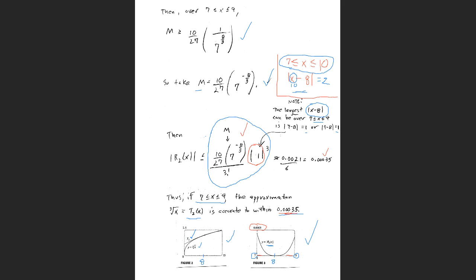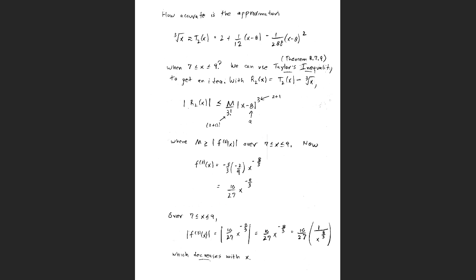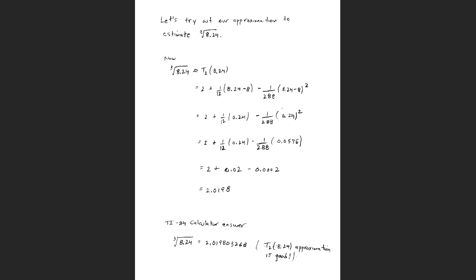What's our Corvette? It's our second degree Taylor polynomial. I mean, here it is. Let's use it. Let's try it out. Let's use it to find the cube root of a number. Let's try out our approximation and estimate the cube root of 8.24. I don't think any of you know offhand the cube root of 8.24.